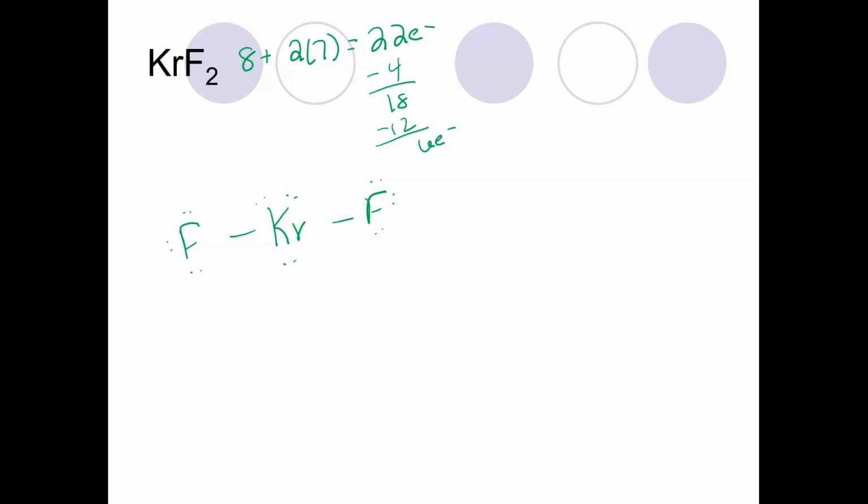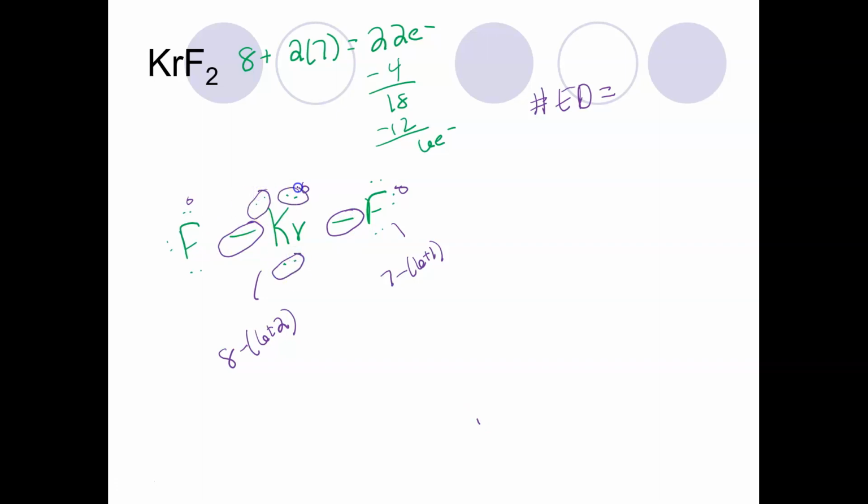If we check formal charges, fluorine, 7 valence electrons minus 6 dots and 1 line, would have a 0 formal charge. Krypton is 8 valence electrons, 6 dots, and 2 lines, has 0 formal charge. This is just another one of those situations where the central atom breaks the octet rule. So the number of electron domains, what do you think that's going to be? 1, 2, 3, 4, 5. So its electron domain geometry is trigonal bipyramidal.